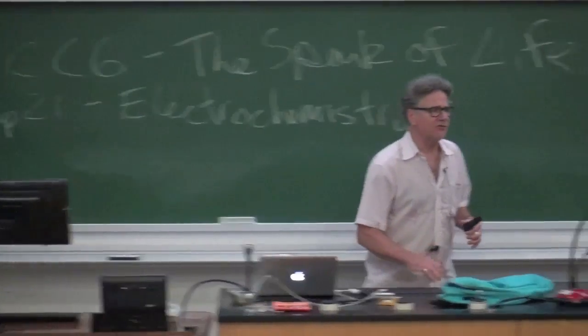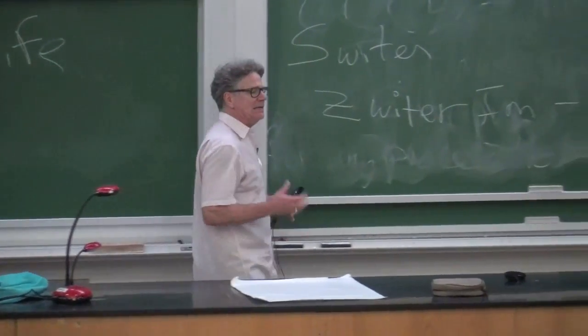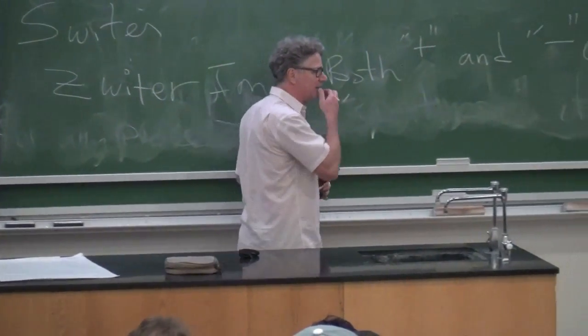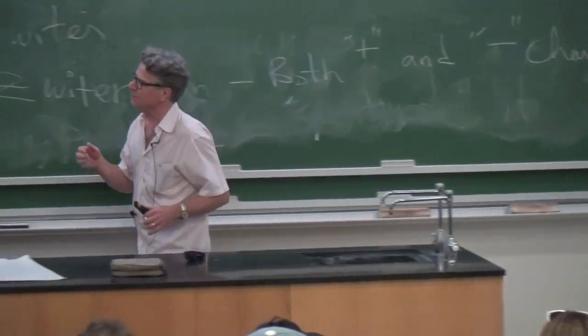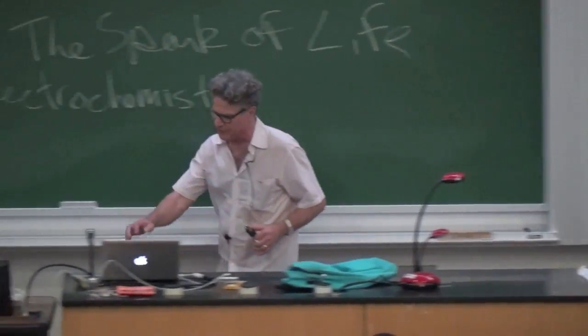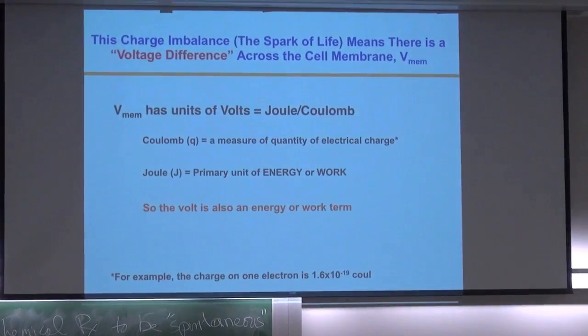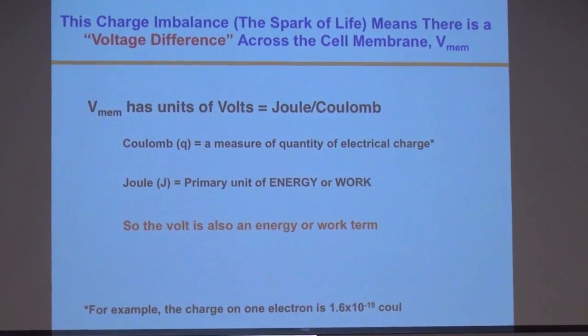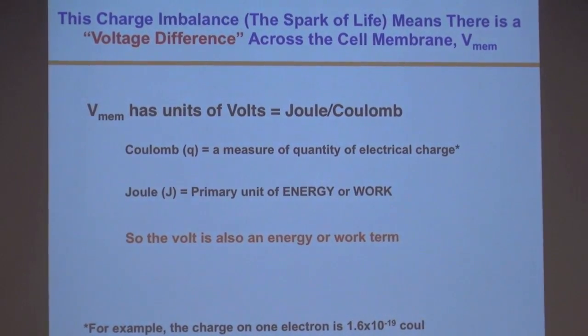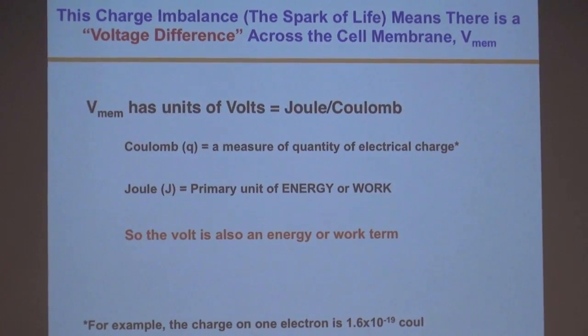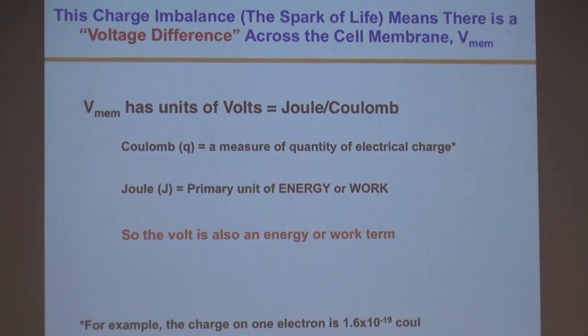So I call this the spark of life. The cell goes to great lengths to make this happen. What it means is there's a voltage difference across the cell membrane, called the charge imbalance. The spark of life means there's a voltage difference across the cell membrane. A voltage difference, very important definition.